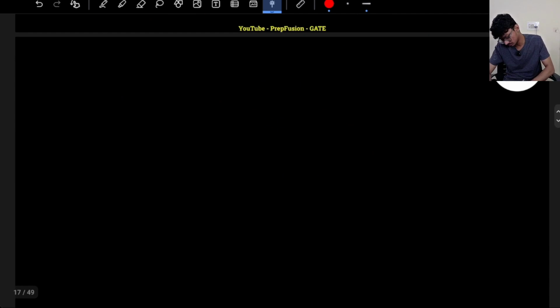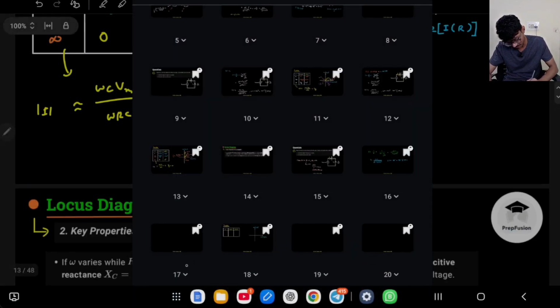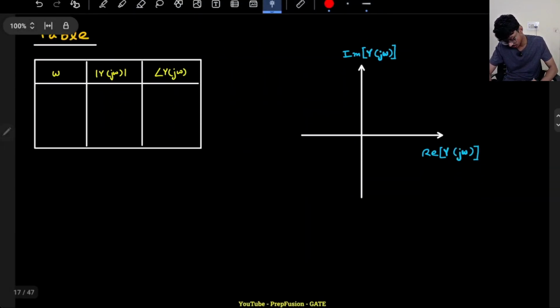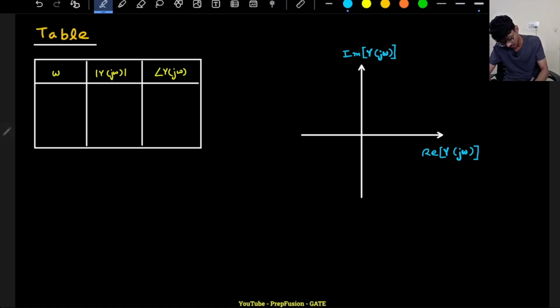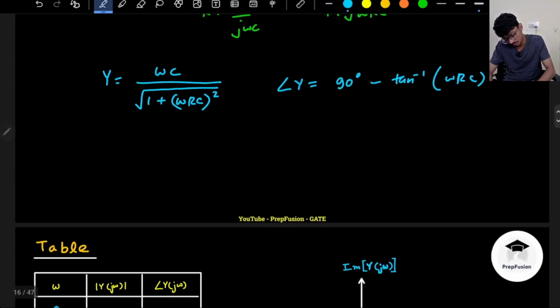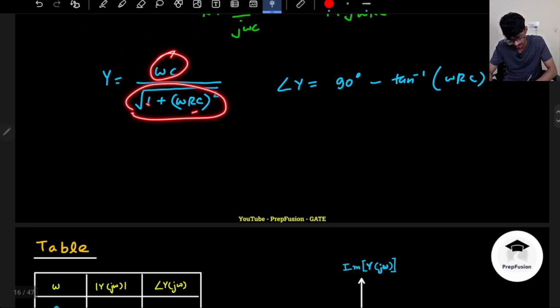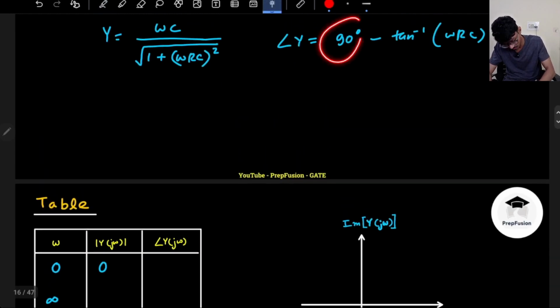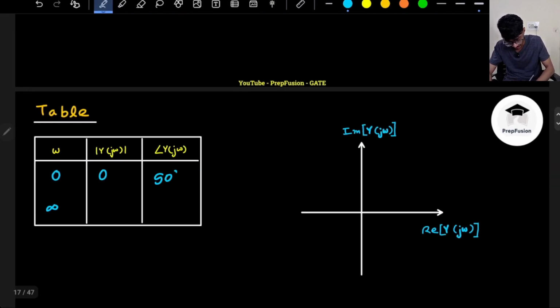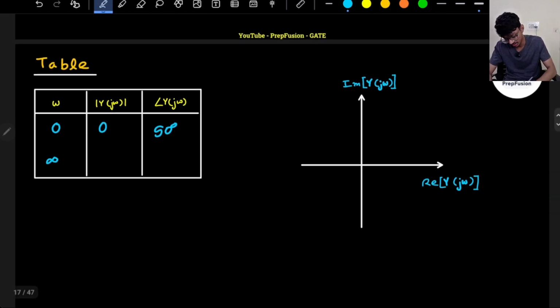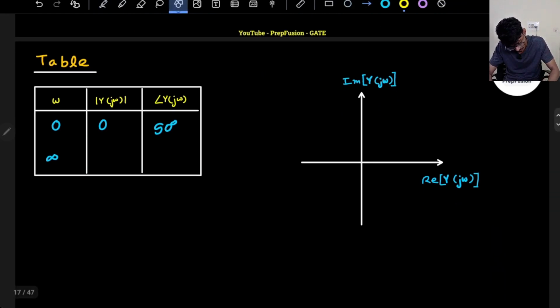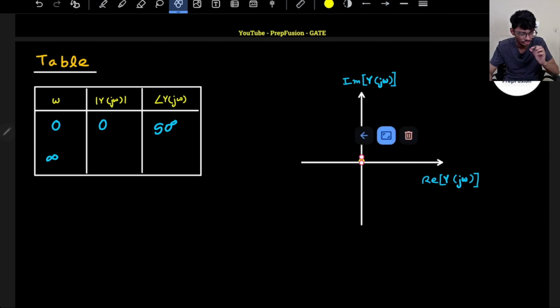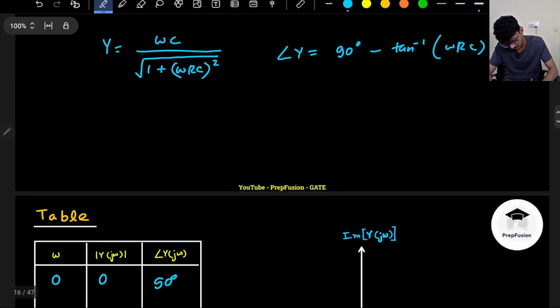So now I will draw the locus a bit fast. I will vary a few values, basically omega equal to 0 and infinity, because I hope you know the middle points. At omega equal to 0, what is the magnitude? The numerator is 0 and the denominator is some finite value, 1 plus 0. So 0 upon finite is 0 only. So magnitude will be 0. What about the phase? Phase will be plus 90. Okay, but it does not matter, because if the magnitude is 0, you will not be able to see the vector. The vector will be somewhere here, but you will not be able to see it.